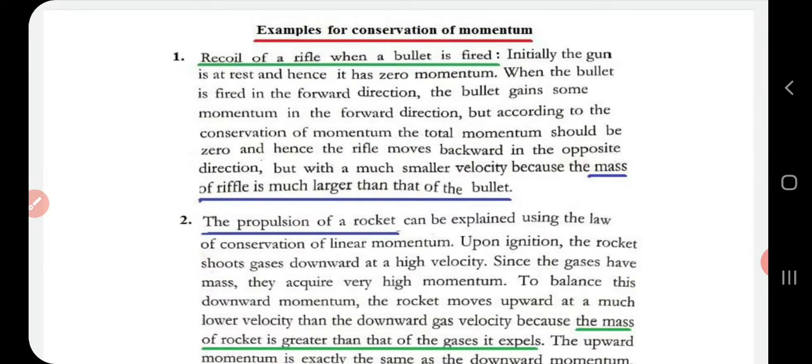First one is the recoil of a rifle when a bullet is fired. When the gun or the rifle is at rest, it will have zero momentum. But when a bullet is fired in the forward direction, what happens? The bullet will gain some momentum in the forward direction. But according to conservation of momentum, the total momentum should be zero. So in order to conserve that momentum, when the bullet moves forward with a higher momentum, the rifle or the gun will move backward in the opposite direction, but with a smaller velocity. Why? Because the mass of the rifle is larger than the bullet.